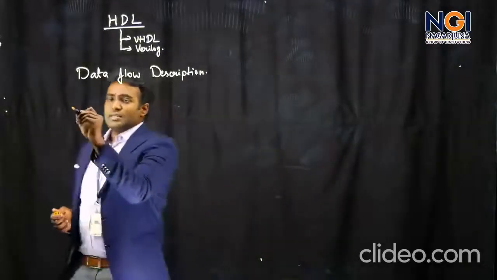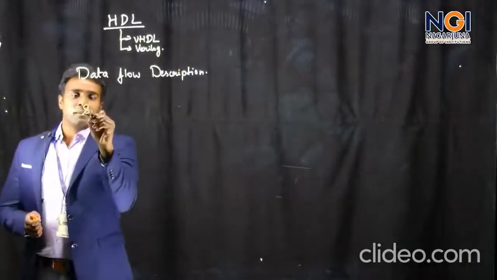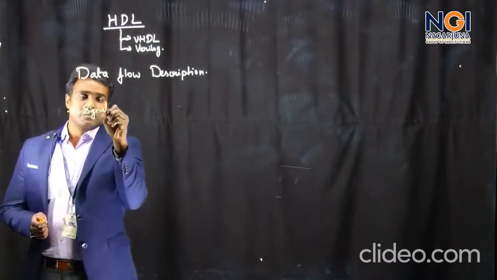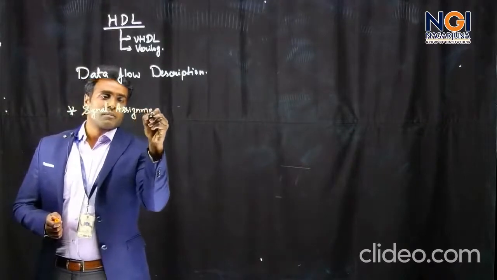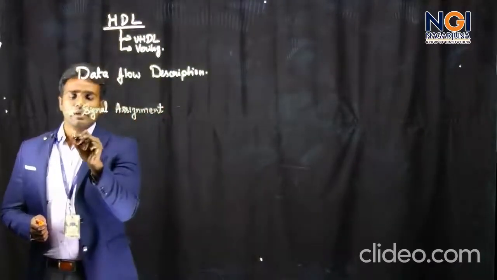So data flow description simulates the system as a flow of signal from the system's input to the system's output. As the name indicates, it's a flow of data from input to output. So when we are dealing with this type of description, we need to focus on two elements. The first one, signal assignment, and second, concurrent execution.